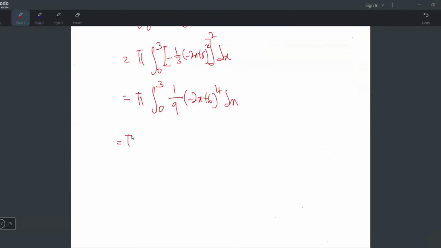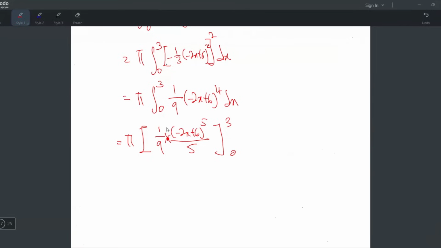So now it becomes what? Pi. Okay, now you can integrate. So when I integrate, I will not write this symbol. I will write big bracket and then integrate become 1 over 9. Okay, when you integrate, you have to take the power plus 1. So negative 2x plus 6 become power 5 and then over 5. Okay. And then you close the bracket, 3, 0. Okay, this one, you have to write the times here like this lah. Yeah, this one is times. Okay, now what?